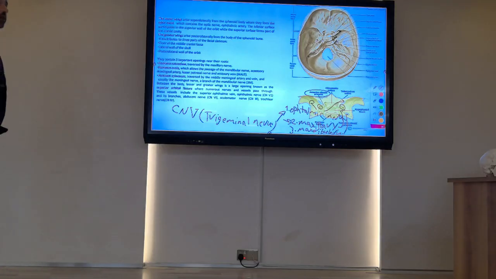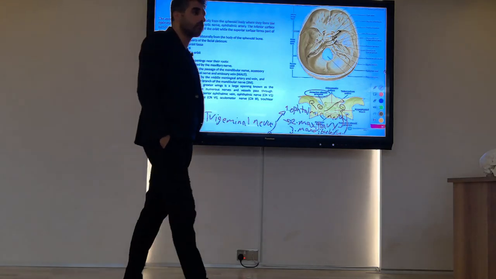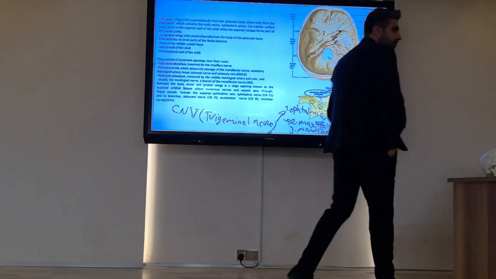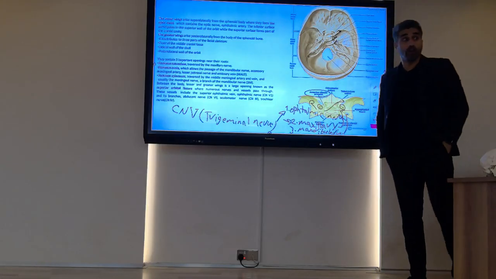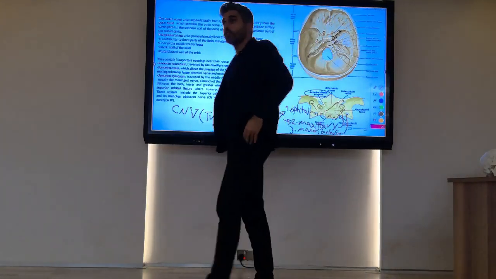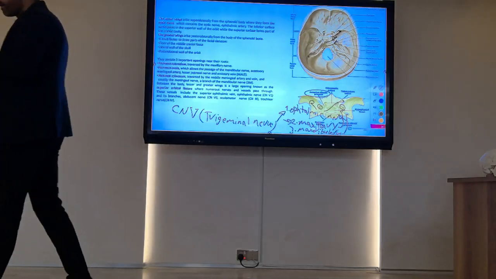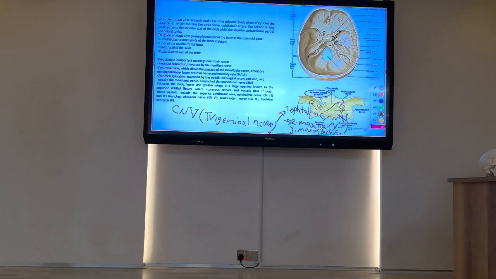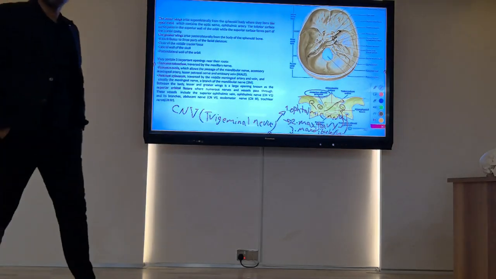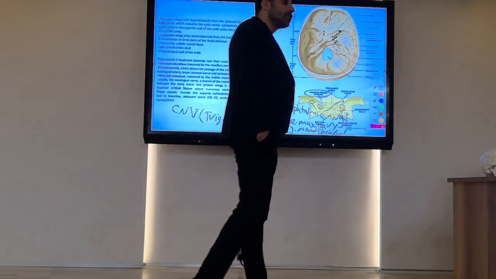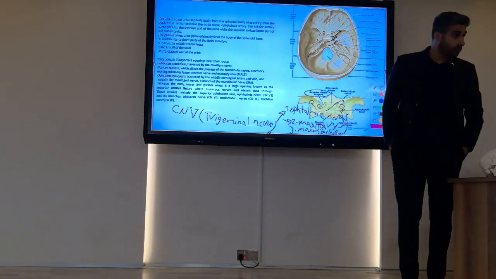So you should know that. If I ask you which nerve passes through the oval foramen? Oval, mandibular nerve. Which nerve passes through the foramen rotundum? Maxillary nerve. Or if I ask you which structure the ophthalmic nerve passes through? Superior orbital fissure.